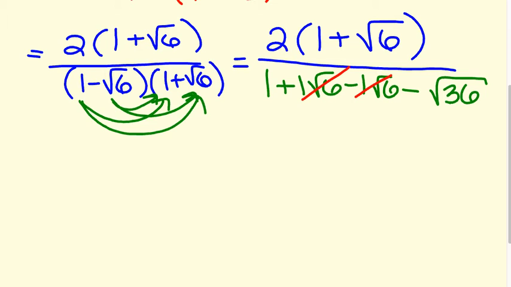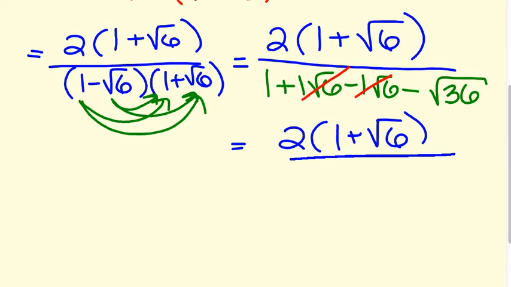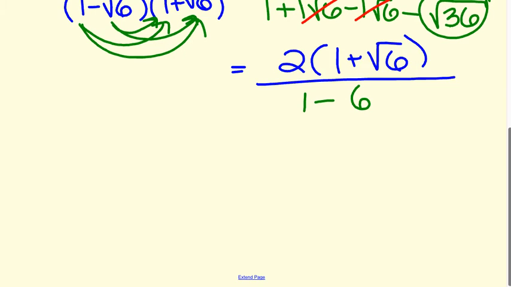I'm going to keep that numerator as it is, just like before. But now, we're going to simplify this square root of 36. Square root of 36, the perfect square is 6, so that reduces down to 6. Now we have 1 minus 6, which is negative 5.